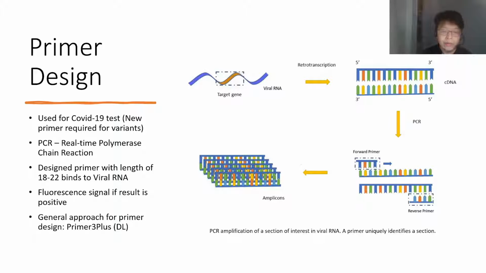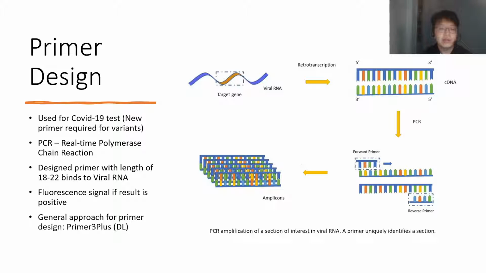Let's look at the primer design. Like I mentioned before, it can be used for the COVID-19 test. But for the new variants, new primers should be designed. And how does the primer work? The graph on the right side briefly shows the process of the test, which is also known as the PCR reaction. But no worries, it's not necessary to know how it works in detail. We just need to know the primer will influence the result of the test.